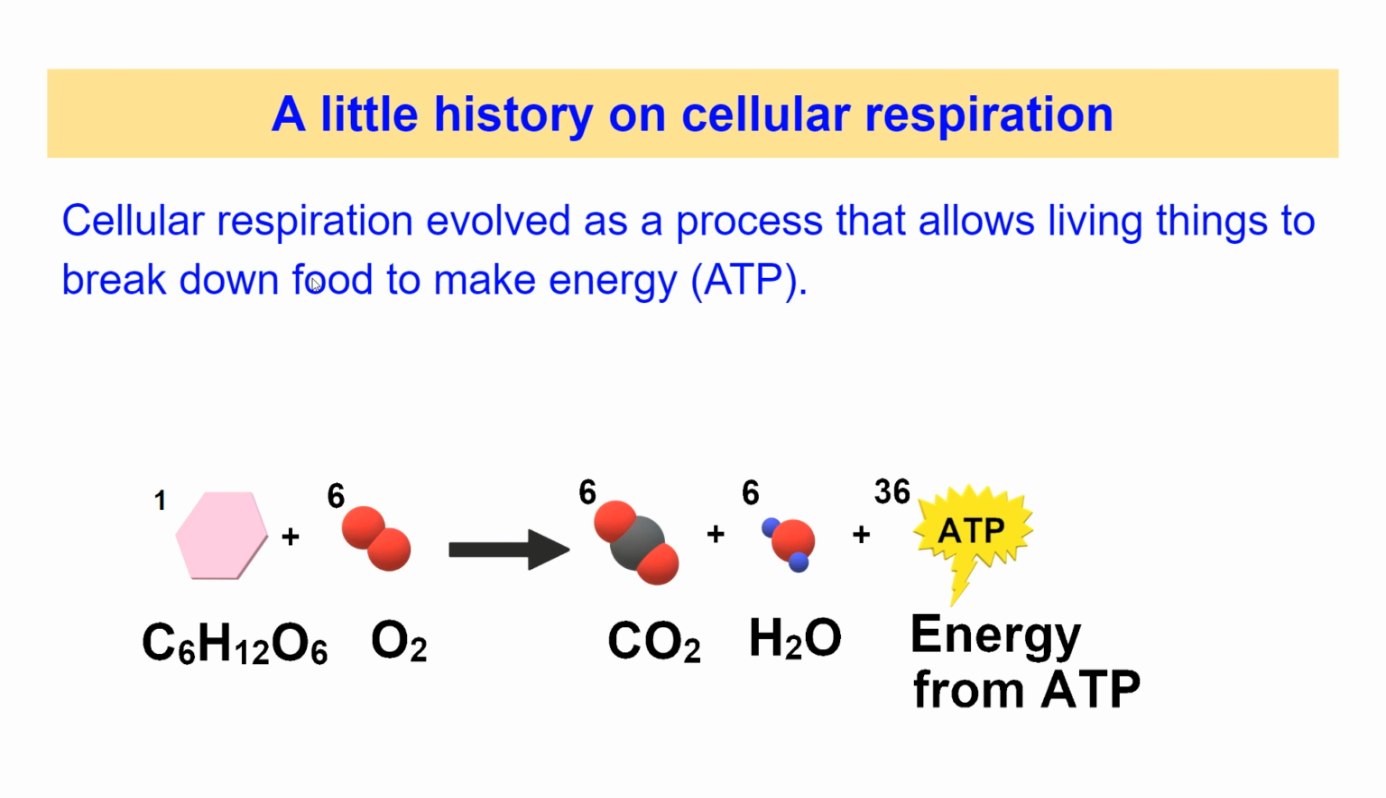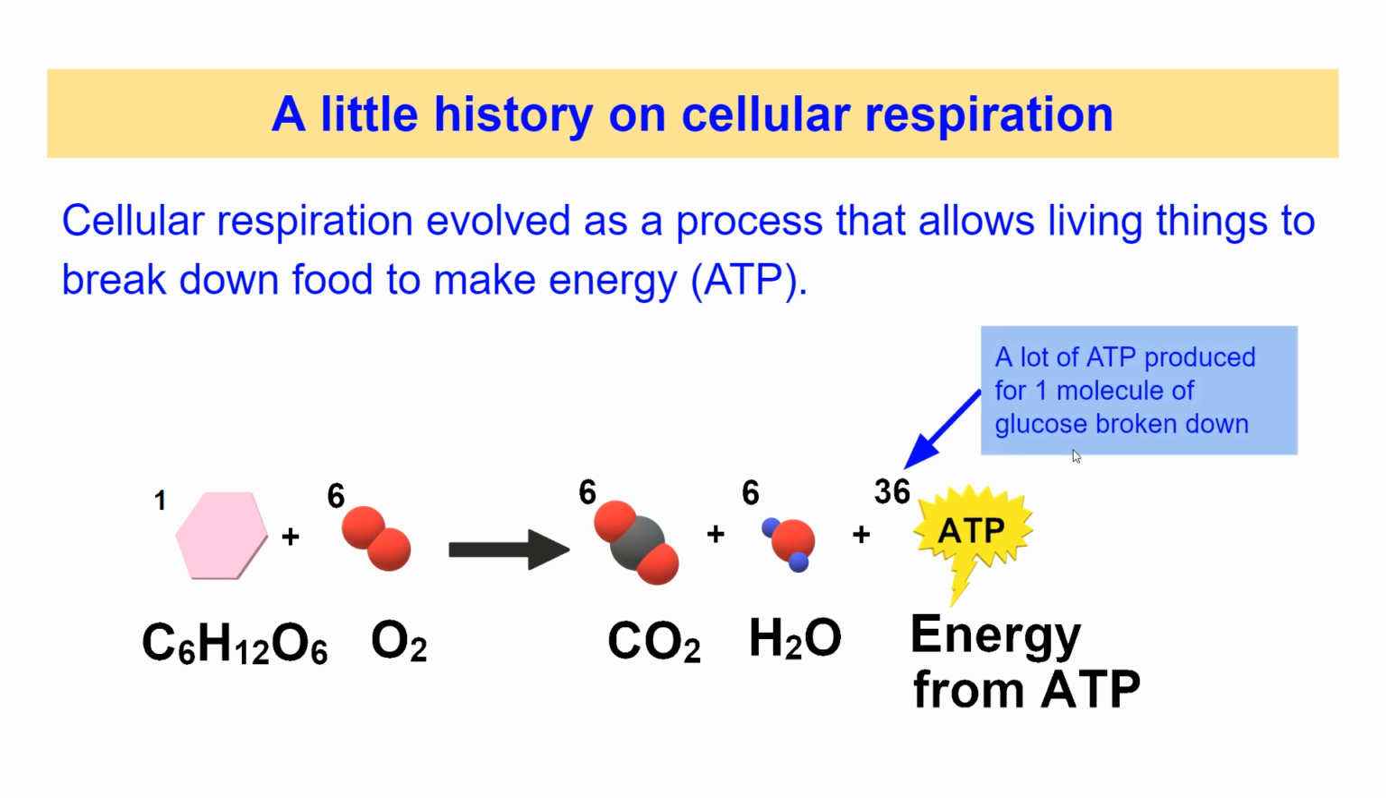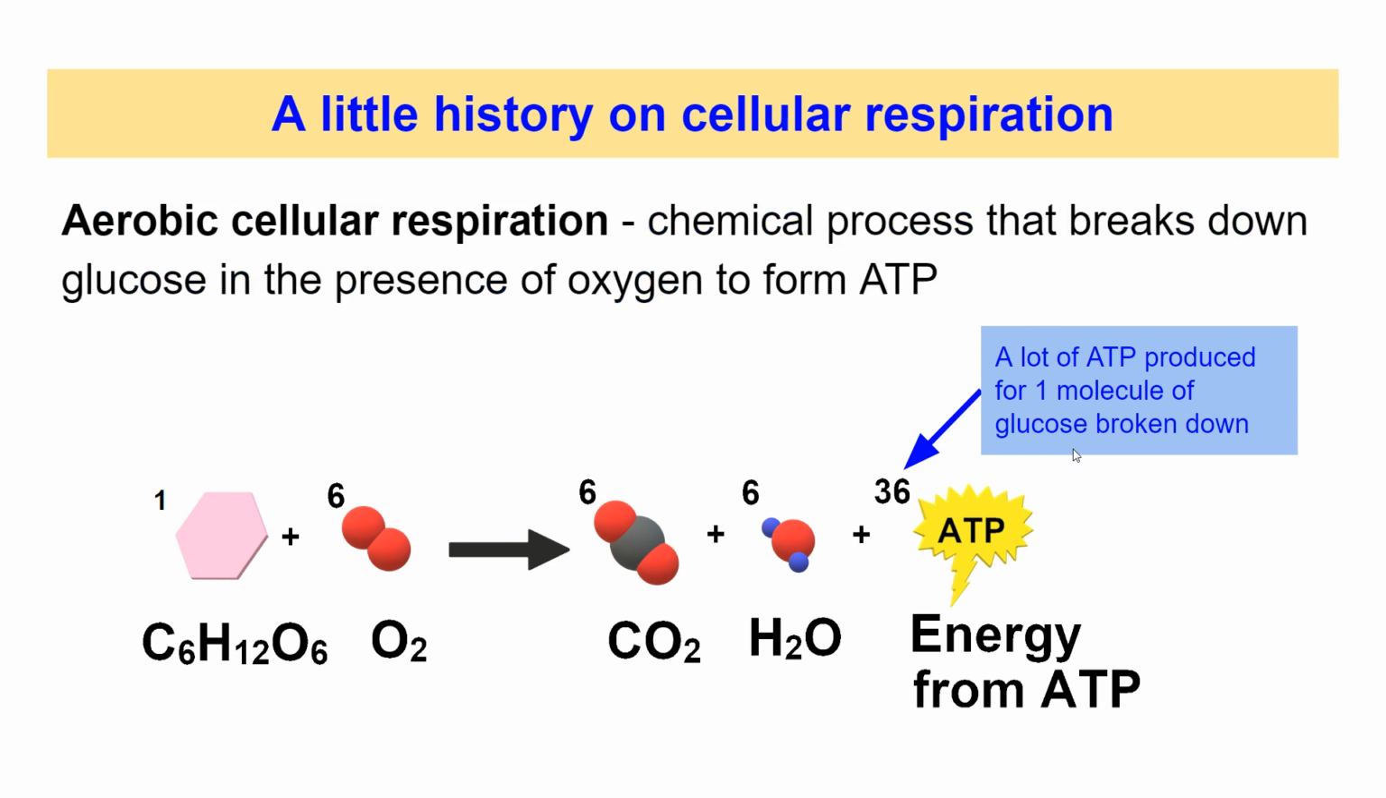As we learned in our previous discussion, the process of cell respiration converts the chemical energy in glucose into ATP. The entire process sees us consuming glucose and oxygen to produce CO2, H2O, and 36 ATP molecules. Now, that's a lot of ATP that's produced for every one molecule of glucose that's broken down.